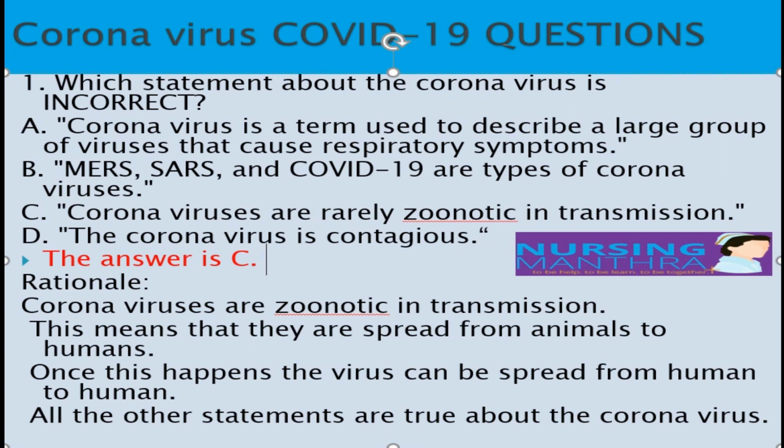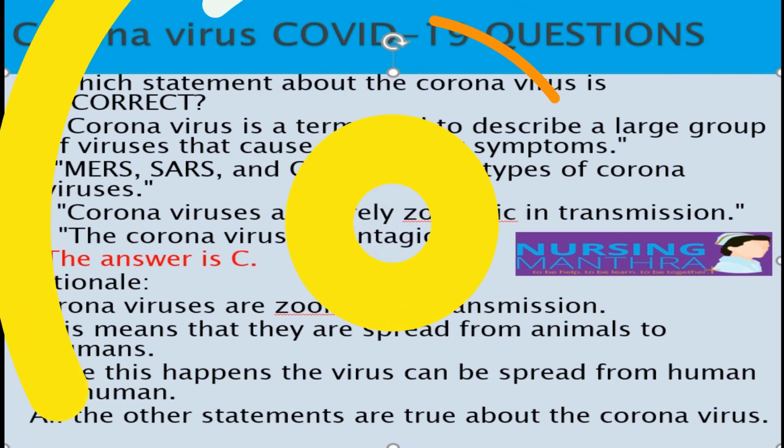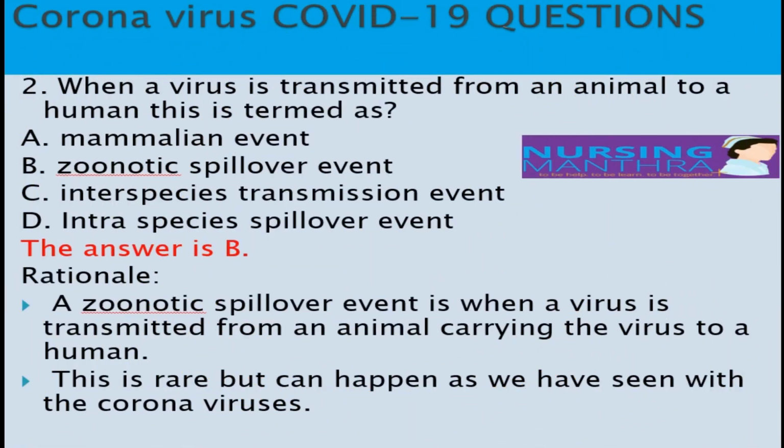So they are asking which one is incorrect. That is answer C. Coronavirus are rarely zoonotic in transmission. Zoonotic means that they are spread from animals to humans. Once this happens, the virus can be spread from human to human. All the other statements are true about the coronavirus.